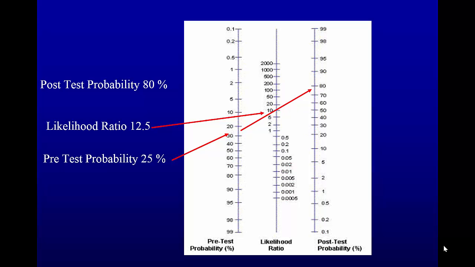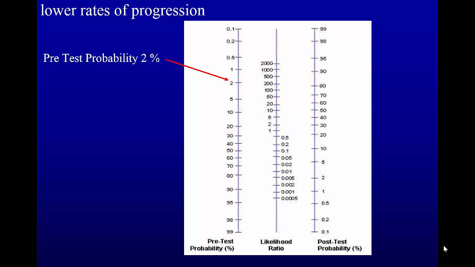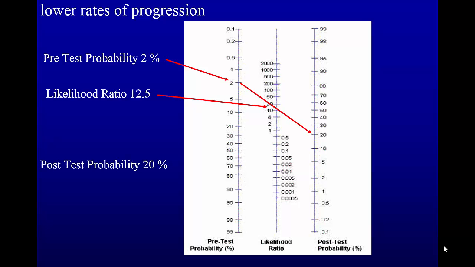At lower rates of progression in a stable glaucoma patient, if your other clinical pictures suggest stability and you find this result, then with this likelihood ratio, you're about 20% sure that the patient is progressing, and you may not want to step up treatment or progress to surgery and things like that.